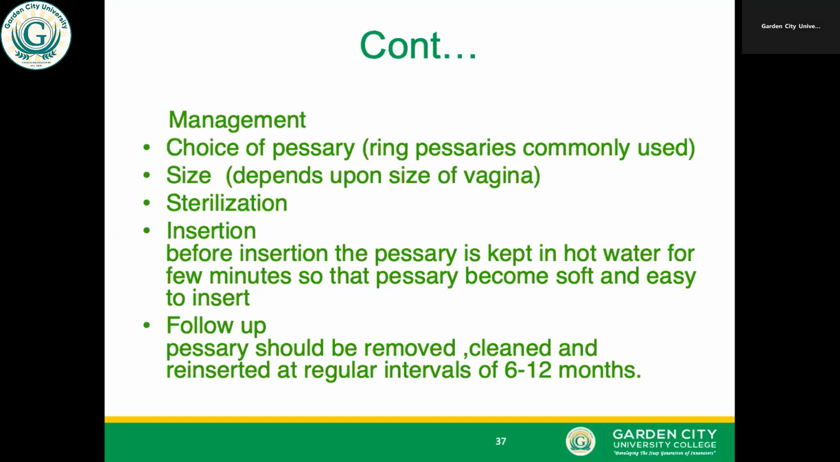Then you let this woman come for follow-up. The pessary should be removed, cleaned, and reinserted at regular intervals of 6 to 12 months. So the woman will always come. When you insert this vaginal pessary, you encourage the woman to come for a review at regular intervals so that you can remove it, clean it, and reinsert it.